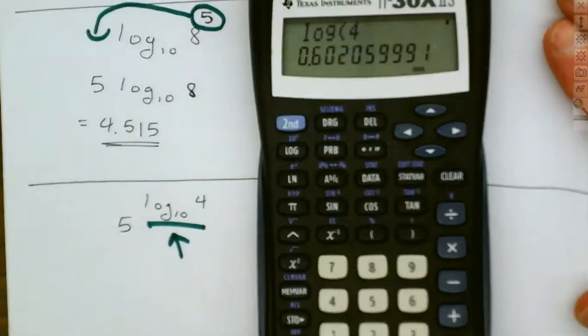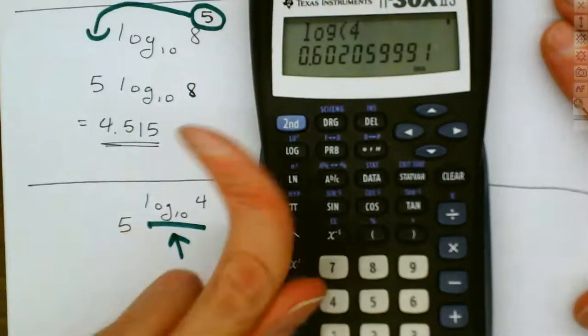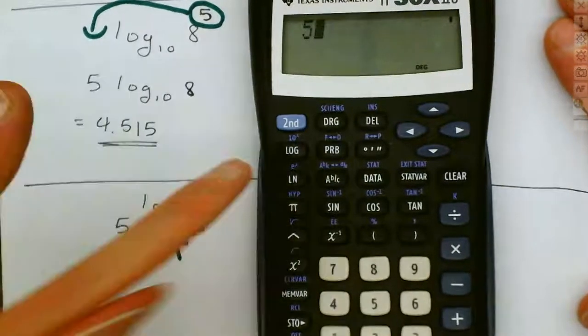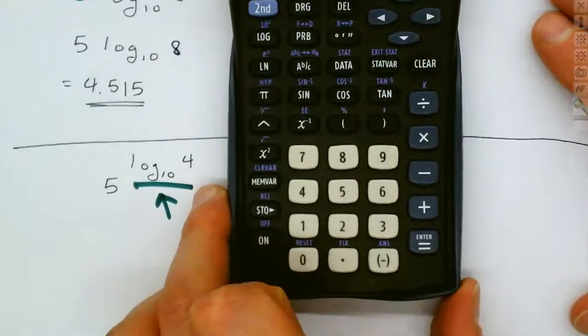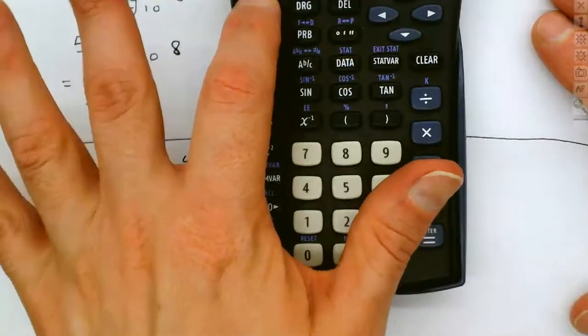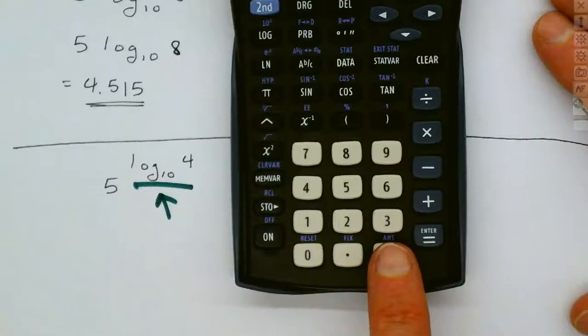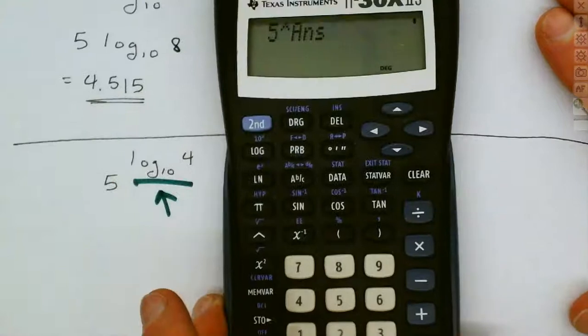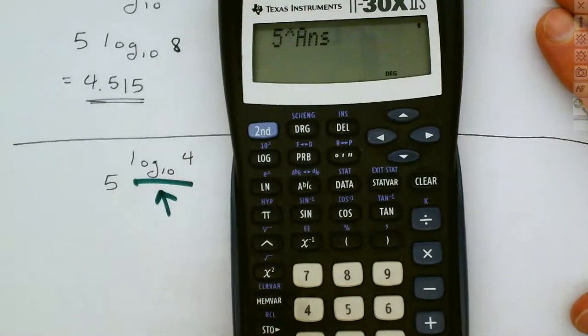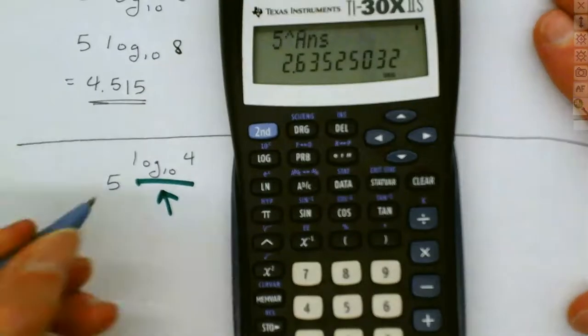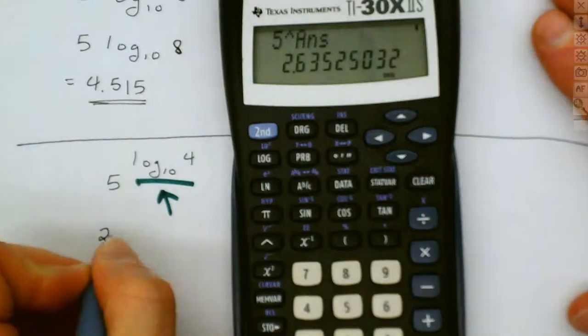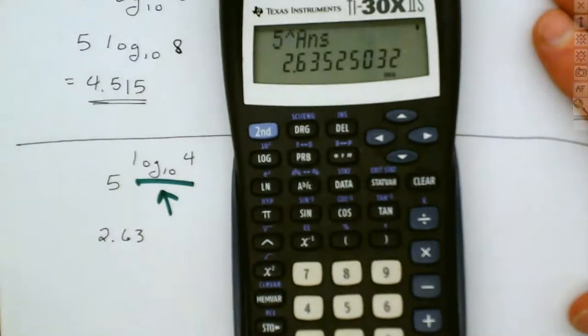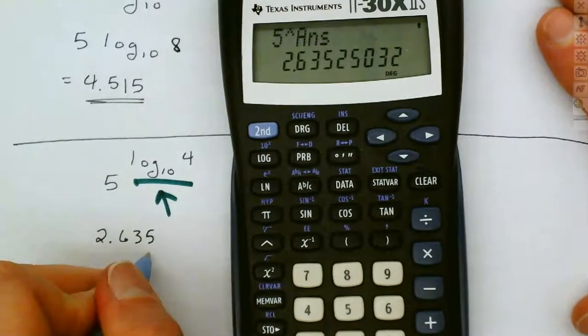So what I can do is I still need to take the 5 to that power. So I can hit 5, caret, and then I can hit the second key and the ANS, that's your answer. I don't have to write the number down, and that gives me my final answer, which is 2.635, if you round, close enough. 3 places is usually enough.